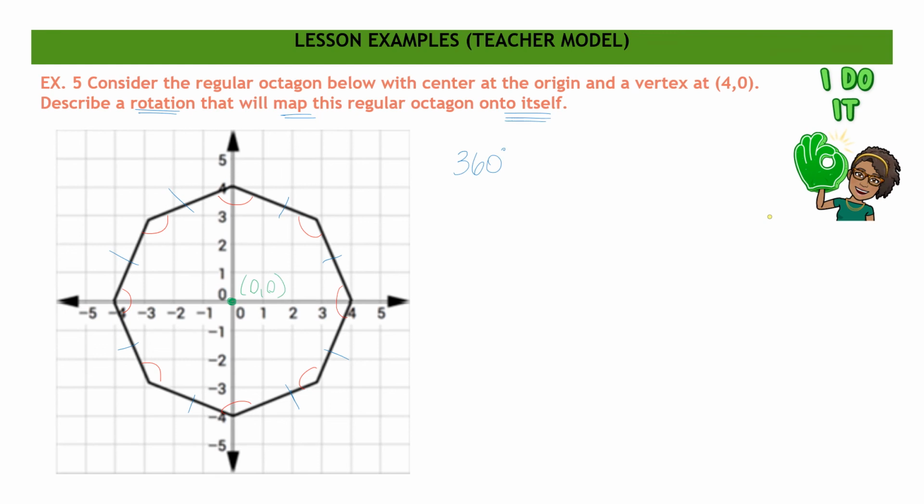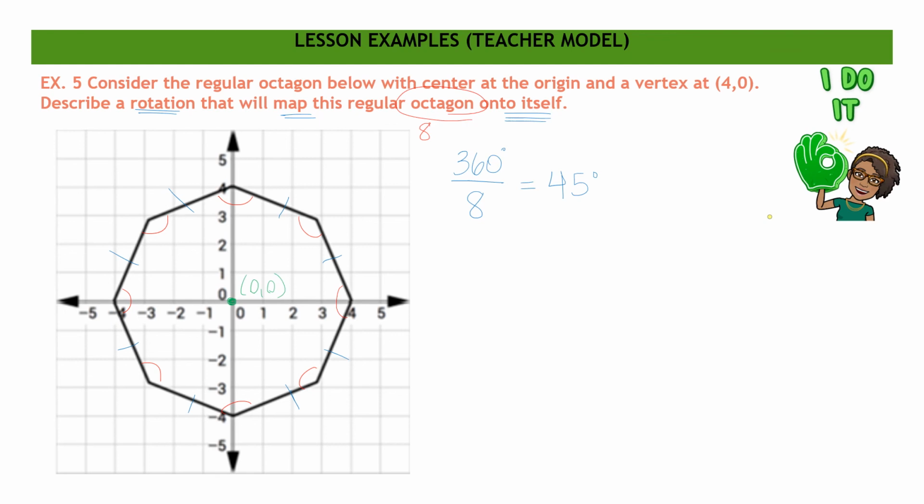Well, we know it's an octagon. An octagon means it has 8 sides and 8 angles. So we're going to take this 360 degrees and we're going to divide it by 8 to see how many degrees of rotation we can actually get. So I see here 360 degrees divided by 8 gives me 45. So that means I can get a 45-degree rotation to map this octagon back onto itself.